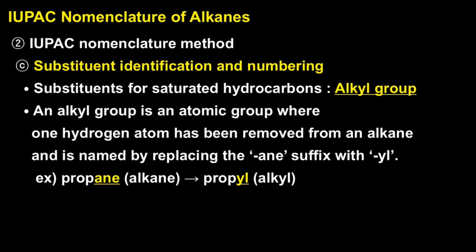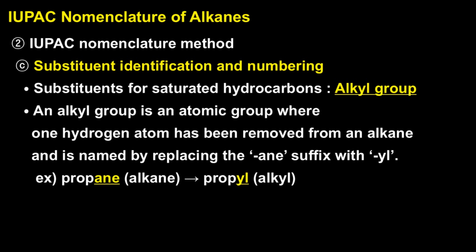Now that we've numbered the parent chain, it's time to figure out and name the substituents. In alkanes, substituents are usually alkyl groups, and these are formed when you remove a hydrogen atom from an alkane. To name an alkyl group, we just replace the -ane ending of the parent alkane with -yl. So if you take a hydrogen off propane, you get propyl. Remove one from butane, and you get butyl.